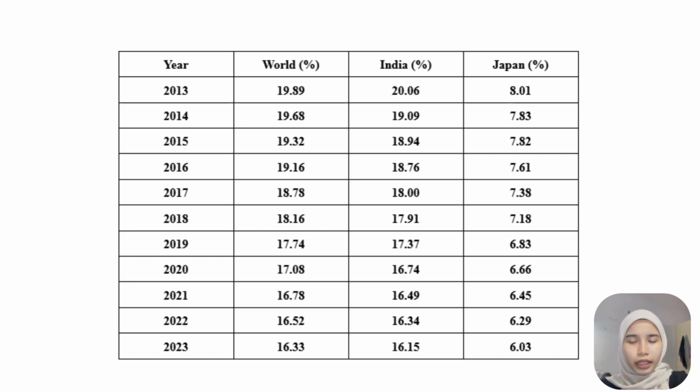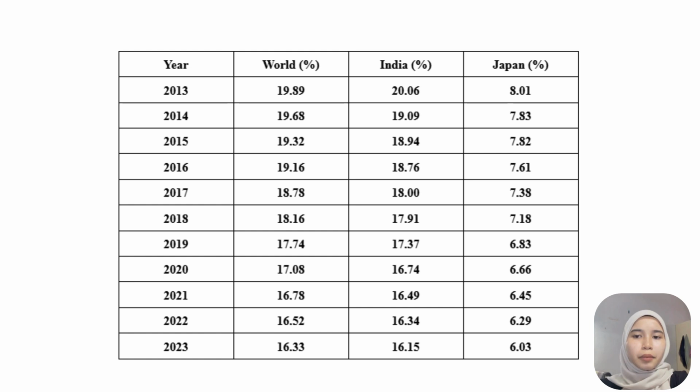In 2013, India's birth rate was around 0.06% births per 1,000 people, similar to the global average. Over the years, India's birth rate has decreased to 16.15% births per 1,000 people. Despite this decline, India's birth rate remains relatively high, which is significant for one of the world's most populous countries.